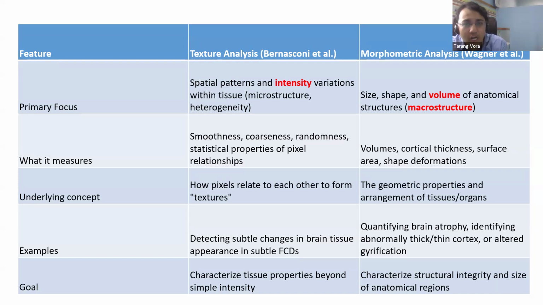So it's looking at the anatomy predominantly, whereas texture analysis is looking at the intensity predominantly. The basic goal of both techniques is to characterize the tissue properties, to find out if we are able to spot something abnormal, giving us an ability to go there and resect that area.